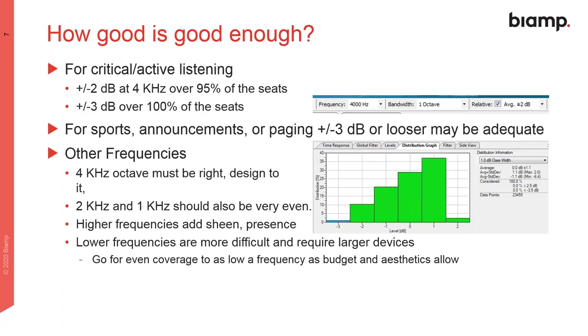Good coverage at high frequencies adds sheen and presence. It's not critical for intelligibility. It's nice for music. Lower frequencies are more difficult. They require larger devices. Longer wavelengths equals larger devices to control the sound. One of my little mottos is go for even coverage to as low a frequency as budget and aesthetics allow. If you can afford a little bit bigger speaker and it's not going to make complaints, then you can get directivity to a lower frequency.